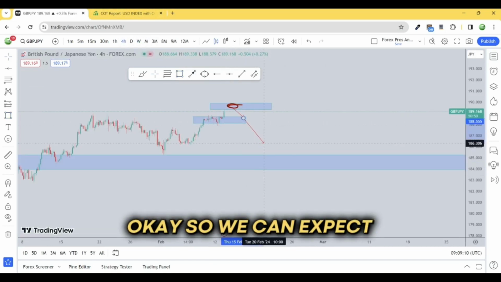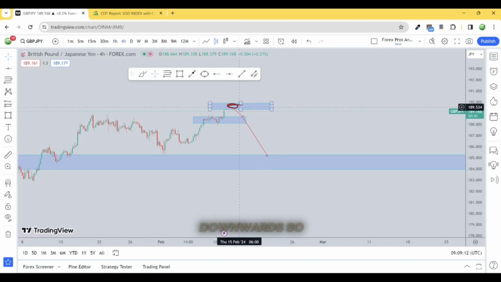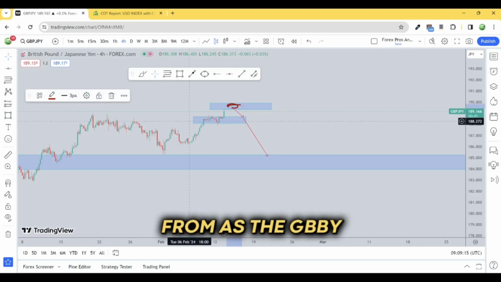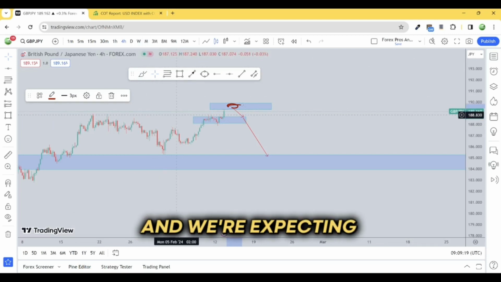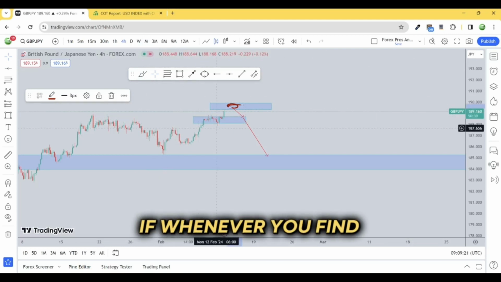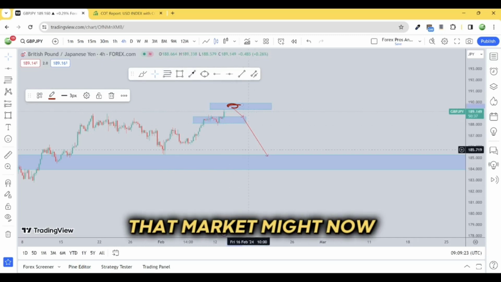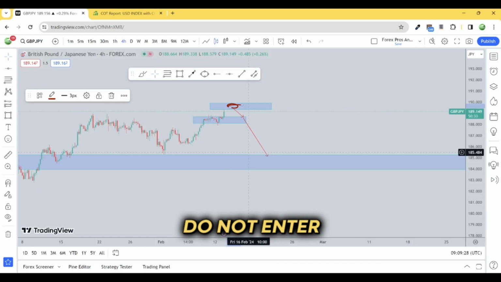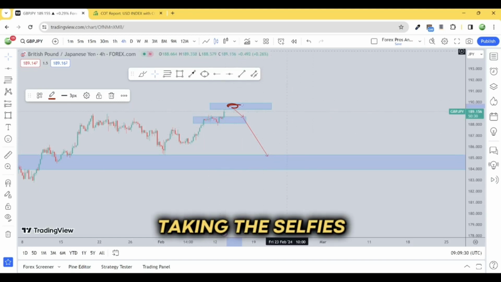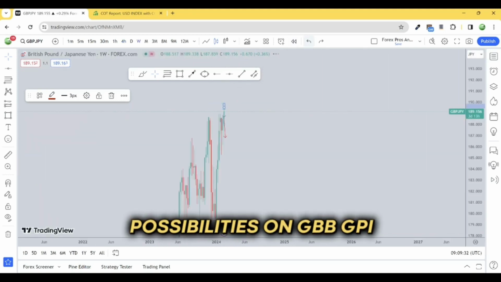Okay, so we can expect the market to come all the way downwards. As the GBPJPY market is moving consistently towards the upside and we're expecting some more movement, whenever you find an indication that the market might now come down, before the indication, do not enter. You can start taking the sell trades.